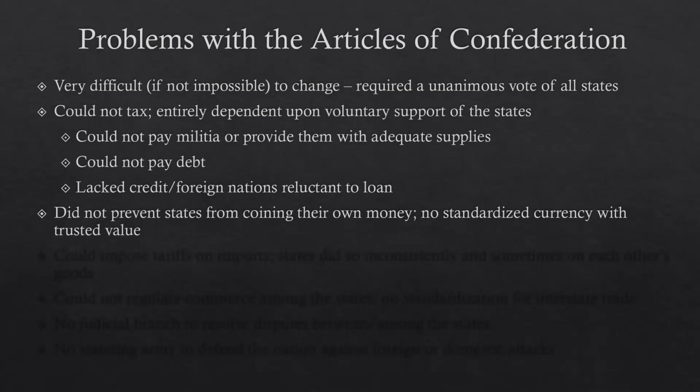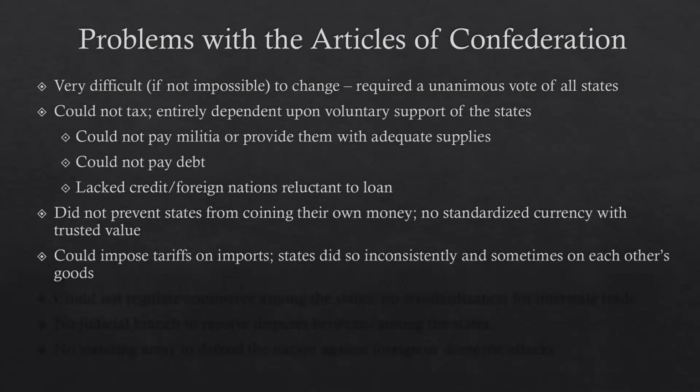Under the Articles of Confederation, states could coin their own money. So yes, there's a continental coin, but then there is currency from South Carolina, currency from Virginia, currency from New York. Each state had their own money. There's no standardization. So without standardization, there isn't a lot of trust in the value of each item of currency. So that's a big problem.